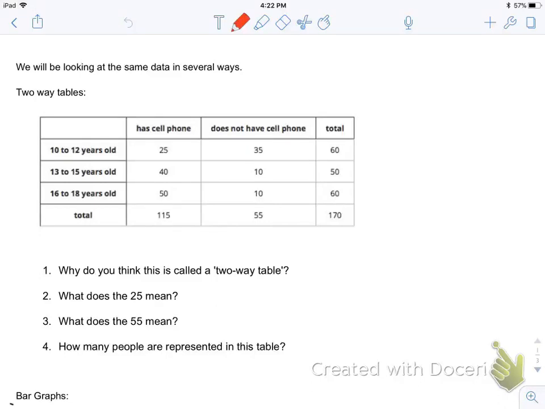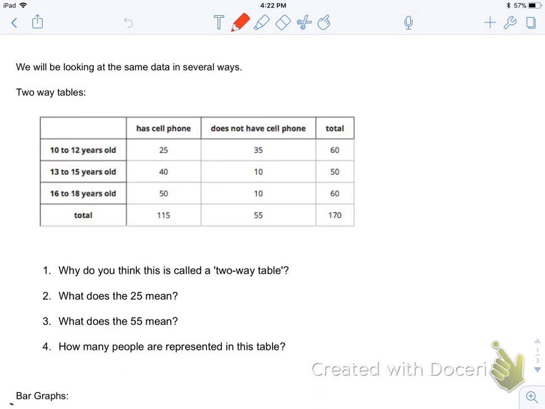Okay, 8th graders, almost high schoolers. We're going to be looking at data, the same data in several ways. You should have this packet out and something to take notes with. And the first way we're going to look at the data here for cell phone usage and a survey of how old people were is a two-way table.